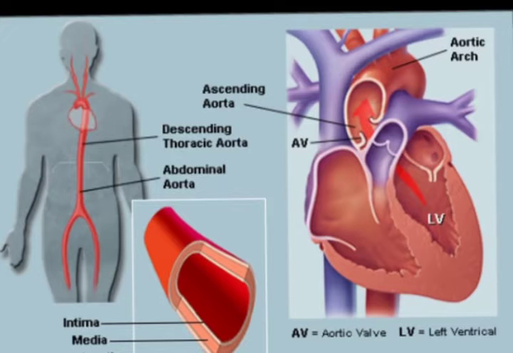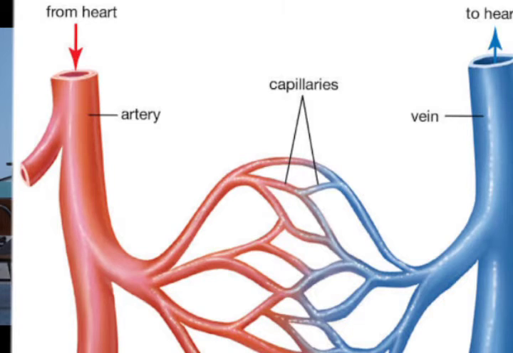First is the aorta. The aorta is the large artery that carries oxygen-rich blood from the left ventricle of the heart to other parts of the body. Next are the arteries, which are the blood vessels that deliver oxygen-rich blood from the heart to the tissues of the body.